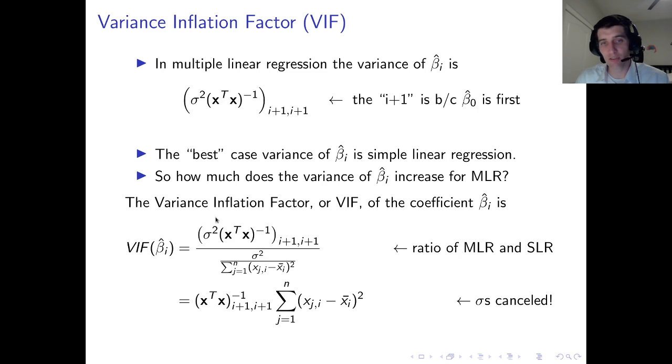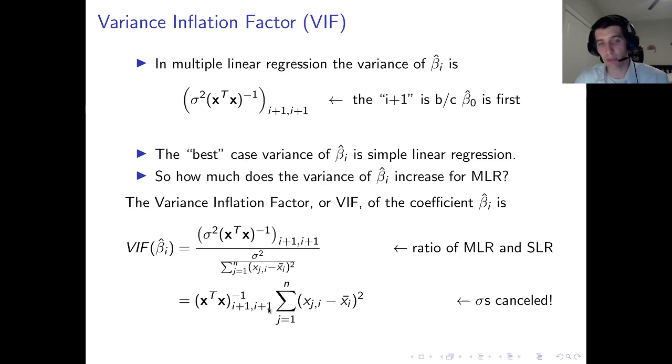Then what's going to happen is that the variance inflation factor is going to say, okay, well, in the multiple linear regression model, you have very high variance of the ith term because X transpose X inverse is getting very large relative to the simple linear regression variance. Okay, so this is the definition of the variance inflation factor. When you take the ratio like this, the sigma squareds cancel, which is good because in practice we don't usually know sigma squared, so we can actually compute the variance inflation factor with this expression.